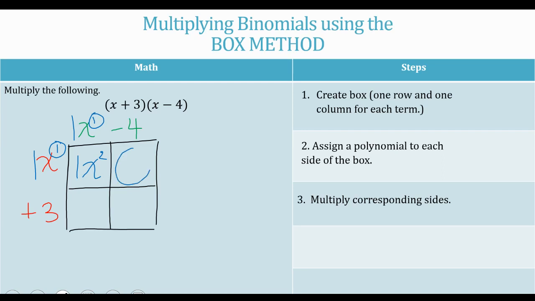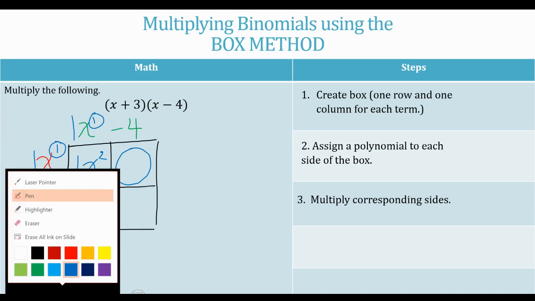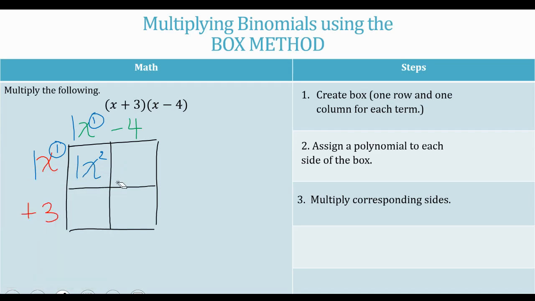Now the second box, what's going to go here is we're going to multiply x times negative 4. We have 1 times negative 4. That gives us negative 4. And you can see here that we don't have an x, so we're not going to multiply this x to anything. We're just going to bring it over. Don't add exponents, just bring that x over.